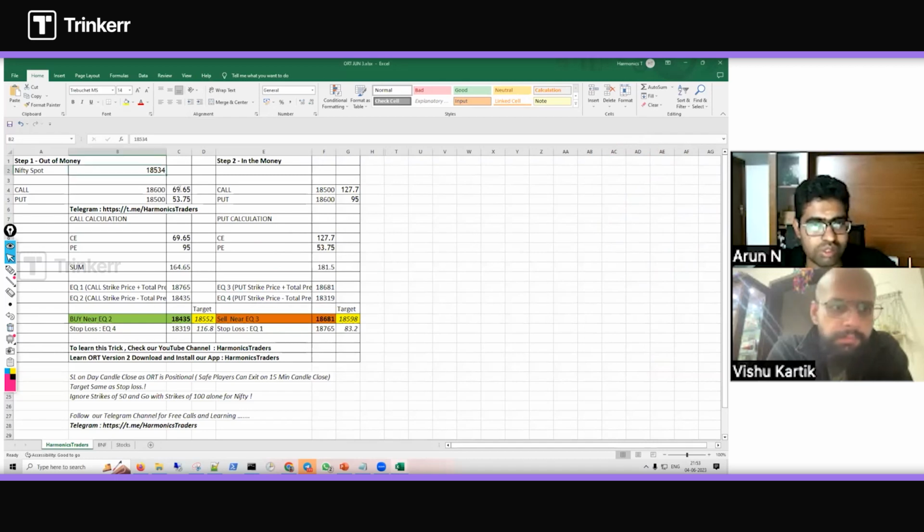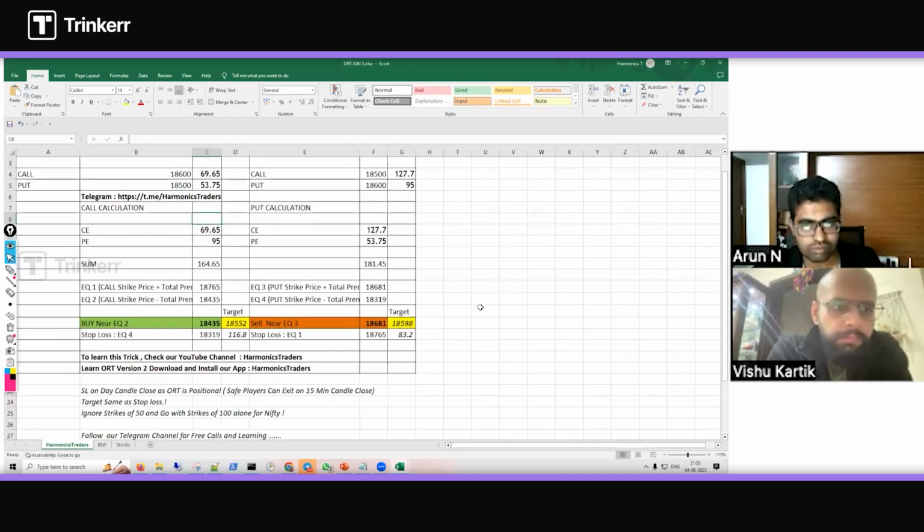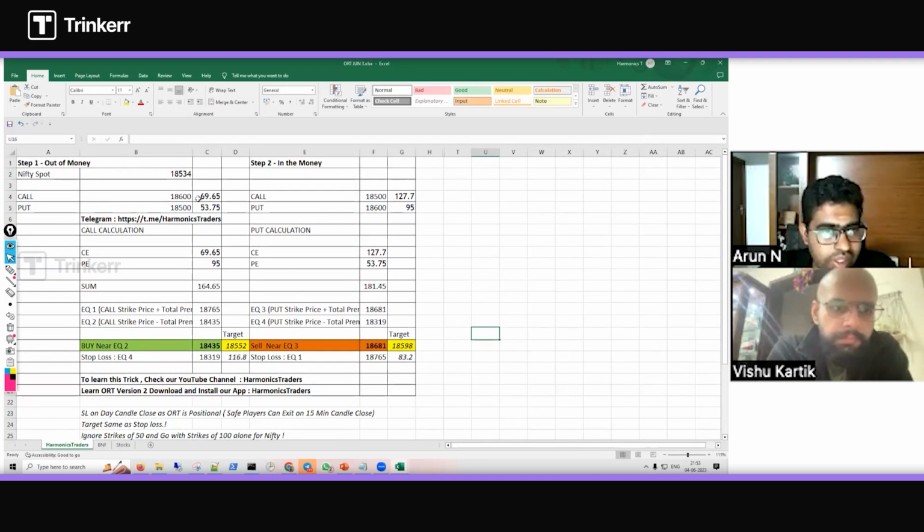So just feed the out of the money. Here I have taken out of the money: call 18,600 closing value, out of the money put closing value. Likewise, you feed the in the money call and put closing values. That's it. Once you feed these values, this Excel will be calculating the sum of out of the money and the sum of in the money, and it adds a few more things.